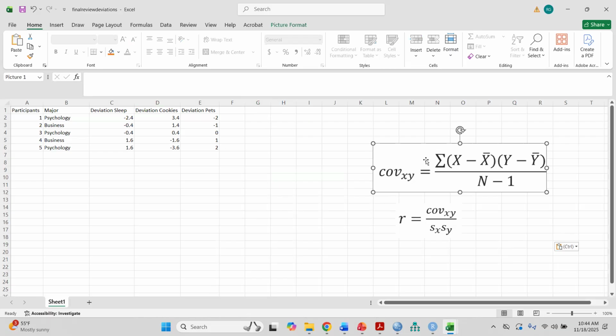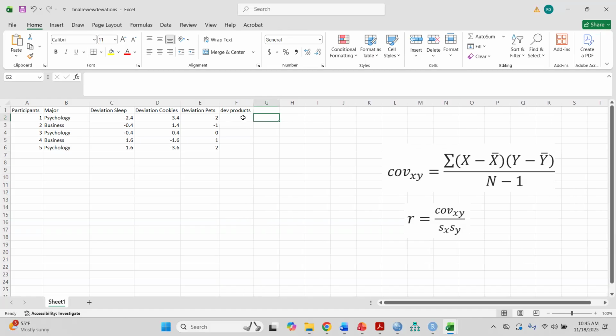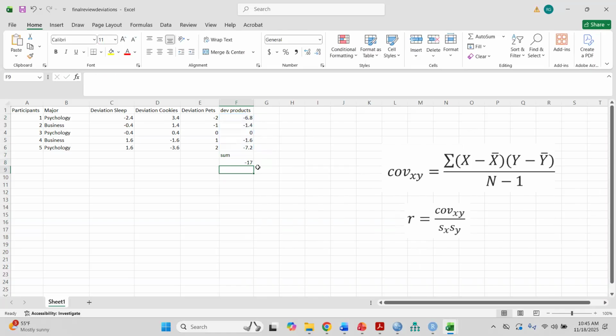So, we've got the deviation scores. We already have what's inside here and what's inside here. We need to multiply those things together and then add them up. So, we're going to go deviation products. Deviation products is what this is going to be. Basically, that's just equal to cookies times pets. That's what we're looking for, right? Cookies times pets. Drag that down, and you're just going to go the sum of products equals SUM of all these. And we've got a sum of products of negative 17.